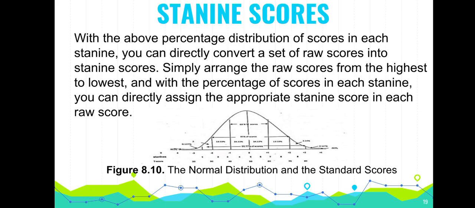So with the above percentage distribution of scores in each stanine, you can directly convert a set of raw scores into stanine scores. Simply arrange the raw scores from the highest to lowest. So ito po siya. And with the percentage of scores in each stanine, you can directly assign the appropriate stanine score to each raw score.